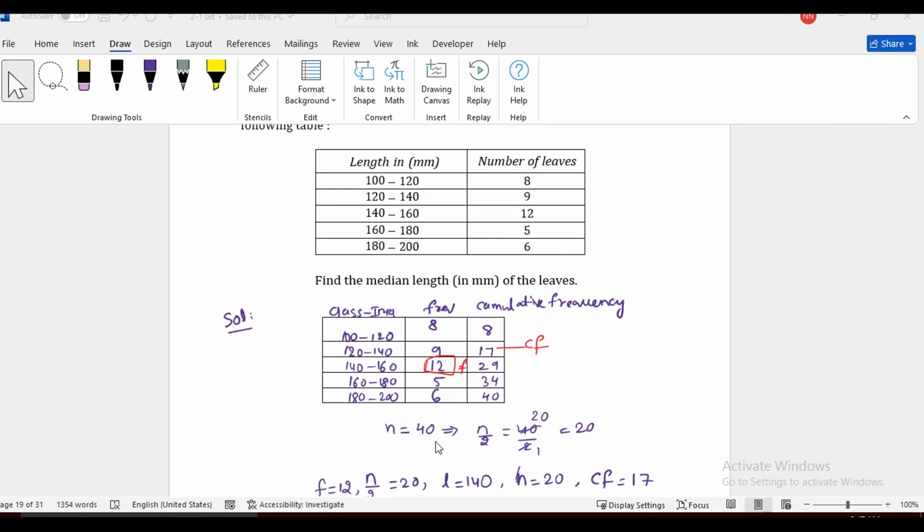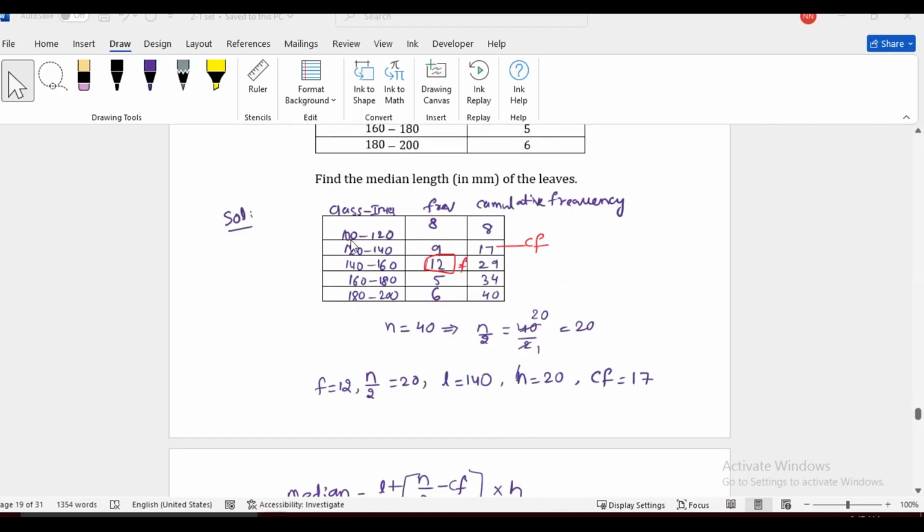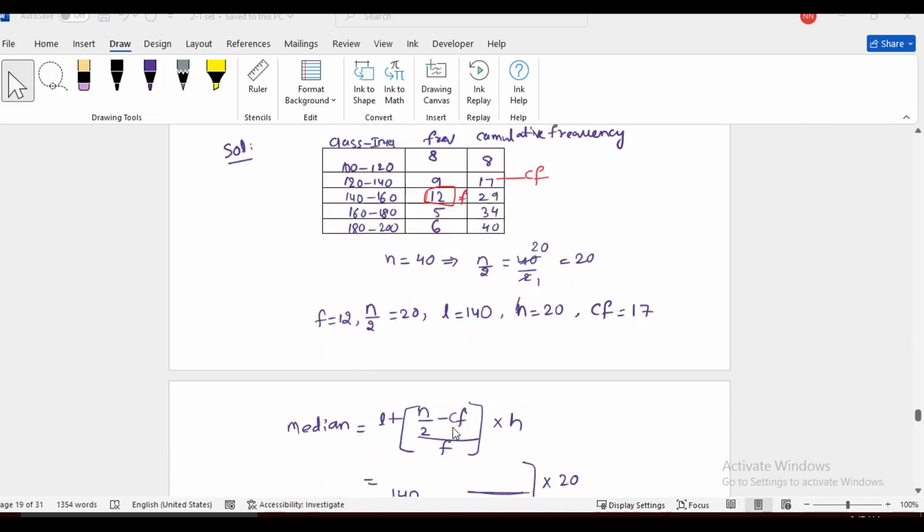Now the n value is 40. Find the n by 2 value, that is 20. Where will the 20 come? In the 29 line. This is called F and this is lower limit 140. And above the frequency, that is cumulative frequency, that is 17. And h is nothing but class size, that is 100 to 120. How many numbers are there? 20 numbers. So class size is equal to 20.